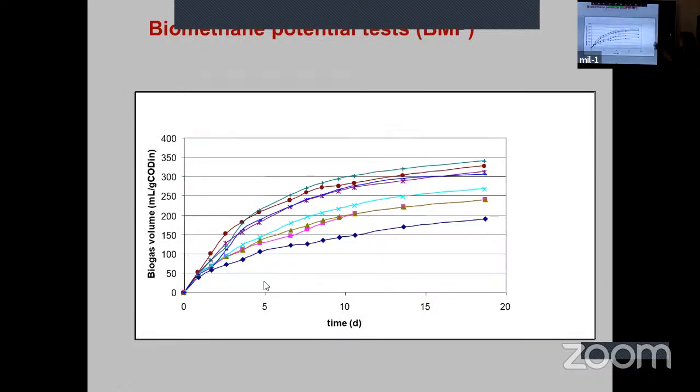In this case, these are real curves from wastewater sludge. You can see that after more or less 20 days, the plateau was more or less obtained. And this is where you can calculate the biodegradability.